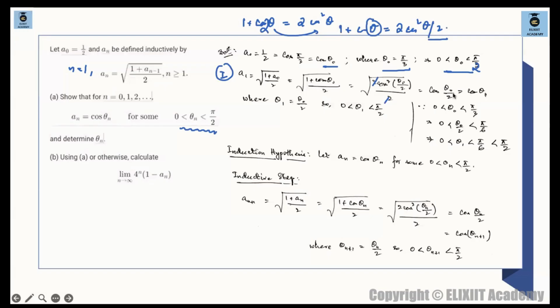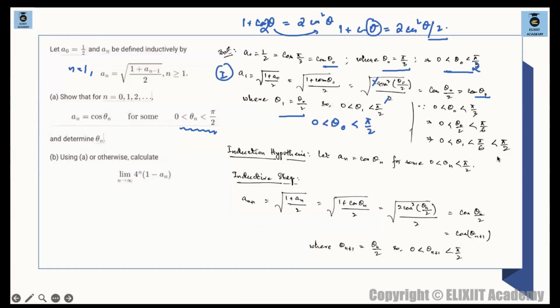Cos of theta naught divided by 2, and I'm giving this a new name, which is cos of theta 1. I'm giving this theta naught divided by 2 as theta 1. Now you see over here, theta 1 is theta naught divided by 2. Theta naught lies in between 0 and pi by 2. We have seen theta naught lies in between 0 and pi by 2.